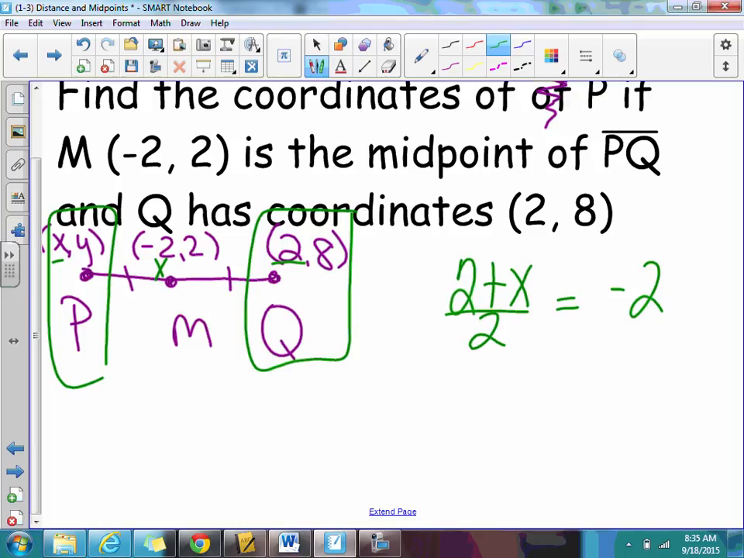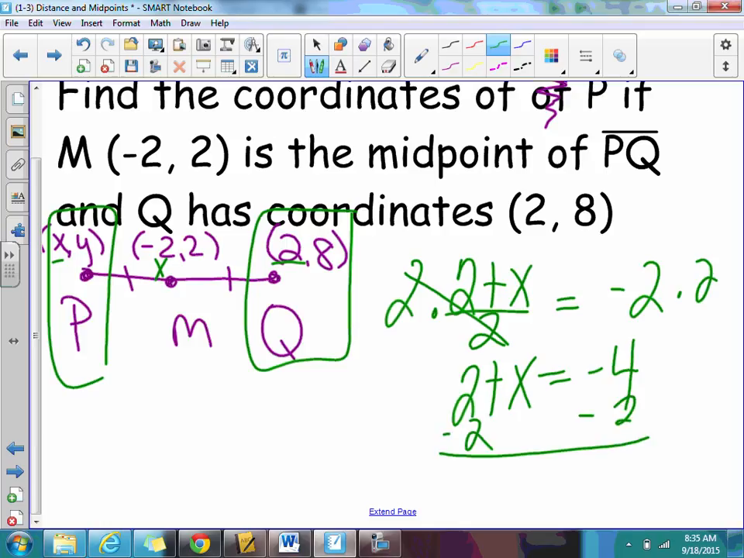What would I do first, David? Multiply by 2. So 2 plus x is equal to -4, and then what would I do? Subtract 2. Yep. So now I know my x coordinate is -6.